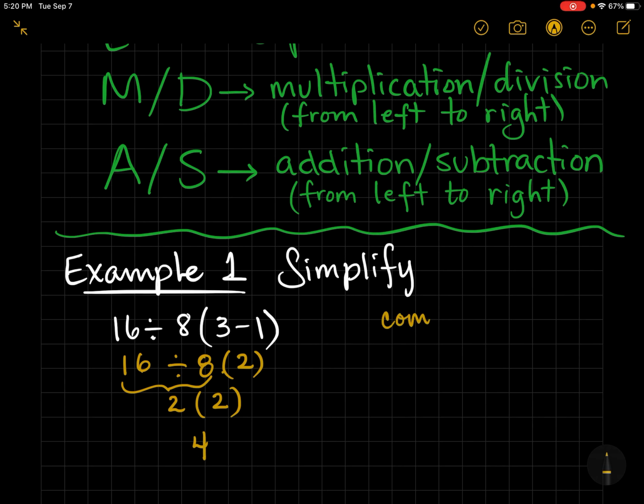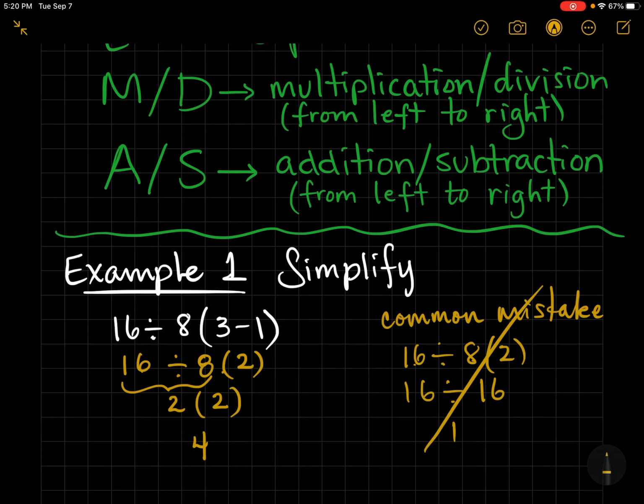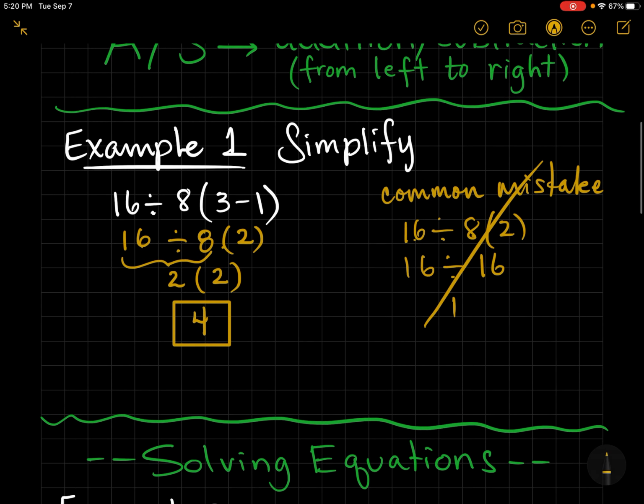Common mistake would be to do the parentheses and then say 16 divided by 8 times 2, like that. That would be the common mistake. Please don't do that. 4 is the correct answer.